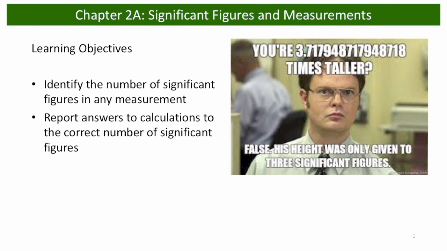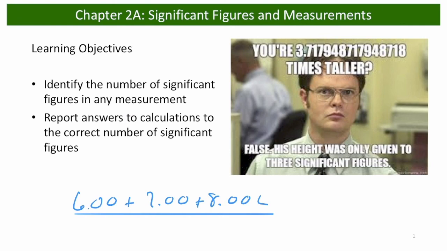Let's say, for example, you need to take an average of three numbers. I'll just write three numbers down here. So you have, say, 6.00 plus 7.00 plus 8.00. And let's just say these are all liters, just to give them a unit. And if you were to divide that by a number, that number is 3.